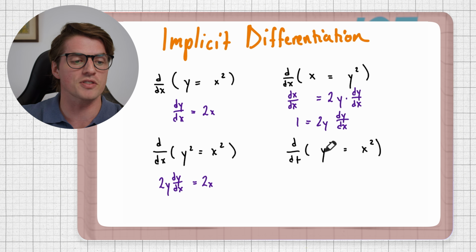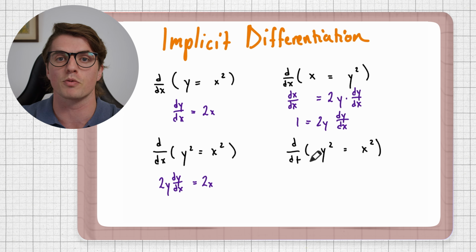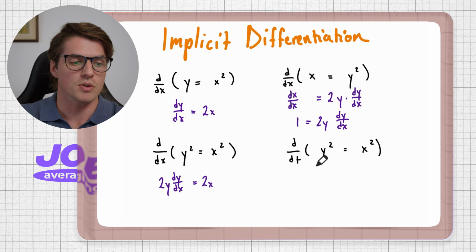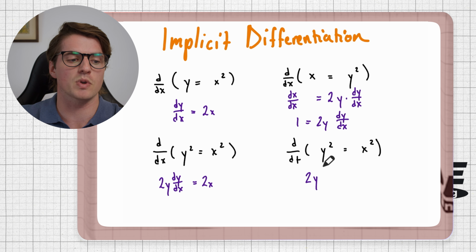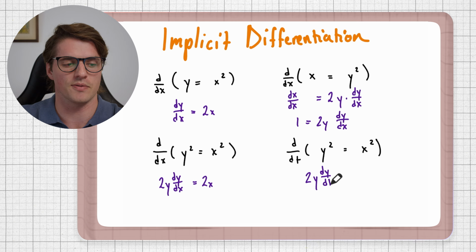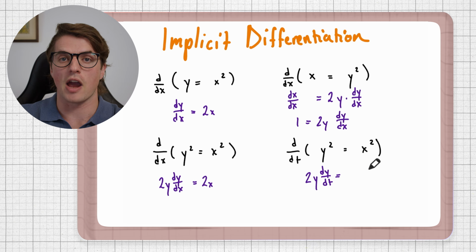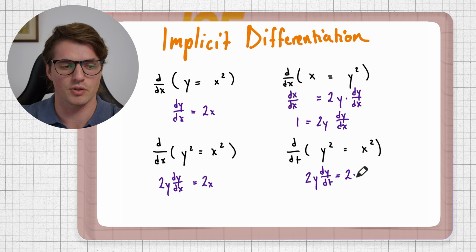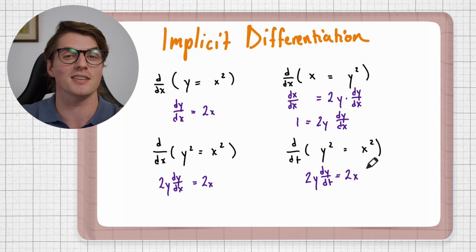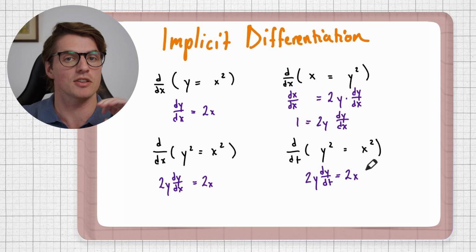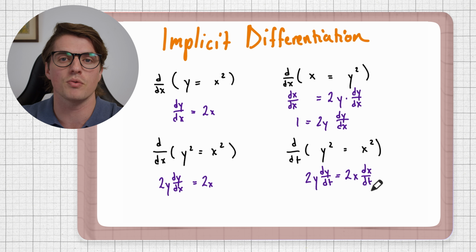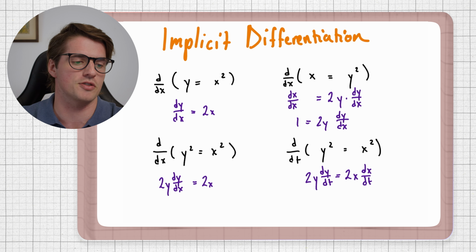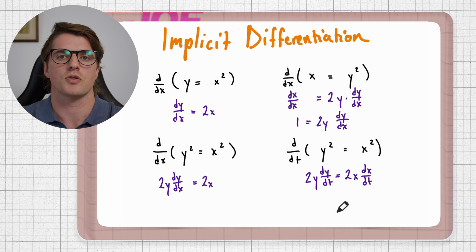Okay, now we have almost the same thing, but we're taking the derivative with respect to t. So we do the same thing, 2y, but this time we don't have dy/dx, we have dy/dt. For x squared, we bring down the 2x. But now, because x is not the same as t, these are 2 different variables, we are going to have dx/dt.